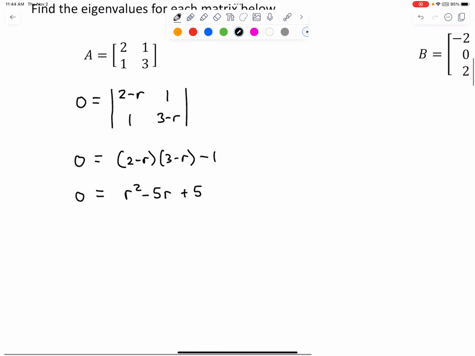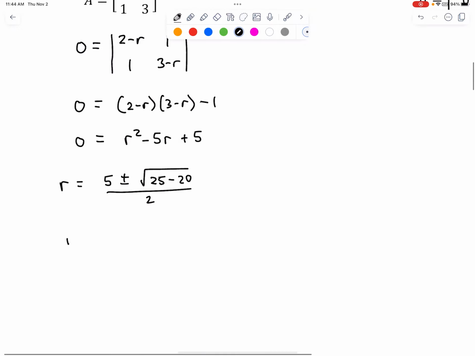This polynomial does not factor, but we can use the quadratic formula. r is equal to the opposite of b, which will be 5, plus or minus the square root of b squared, which is 25, minus 4ac, that'll be minus 20, all over 2a, which will be 2. So this gives us r is equal to 5 plus or minus radical 5 all over 2.